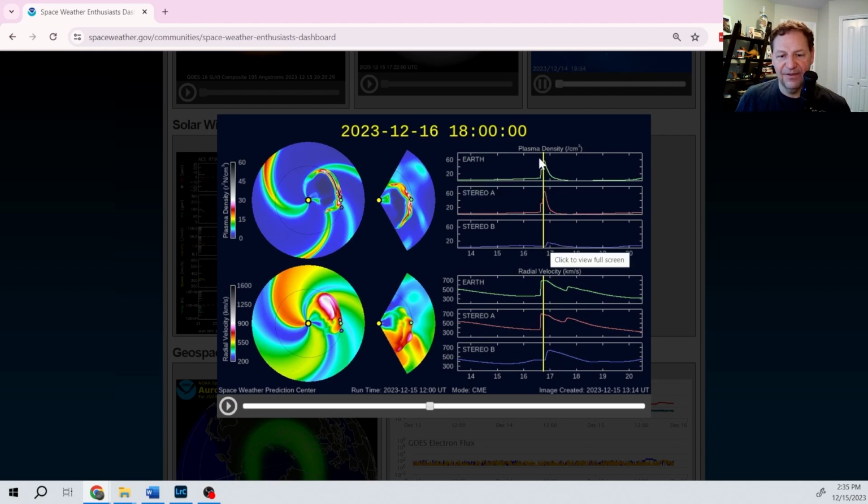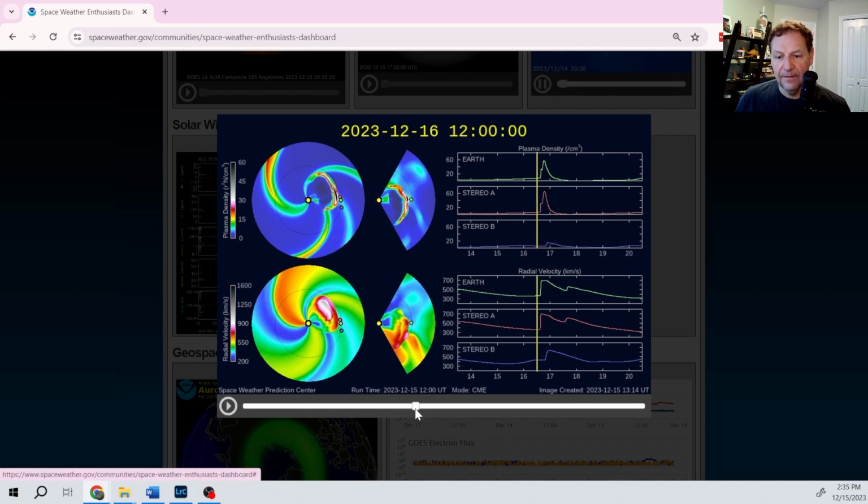And interesting, you can see that they're predicting that Earth is going to get hit by it. STEREO A is going to get hit by maybe even more. And then STEREO B, which isn't that far away, is going to get much less. Which might be why NOAA doesn't want to say anything quite yet about what the impact on Earth is going to be. And then the speed, when those happen, they actually do compress the solar wind in different ways. So sometimes you get multiple pulses here.